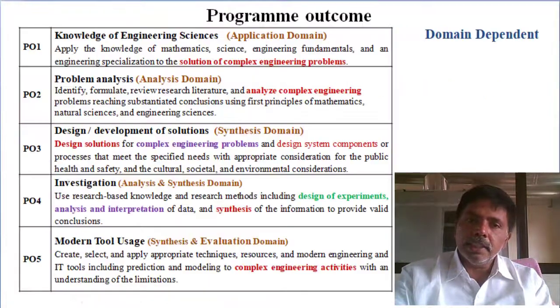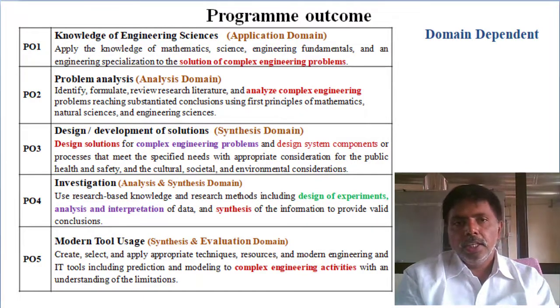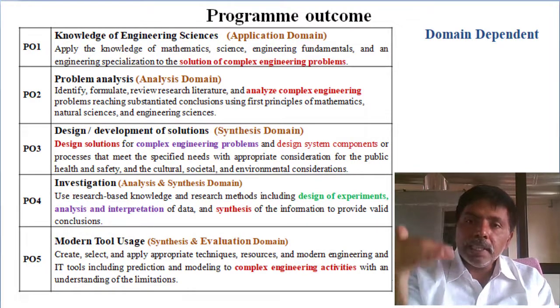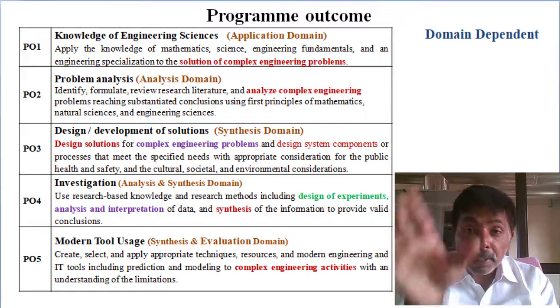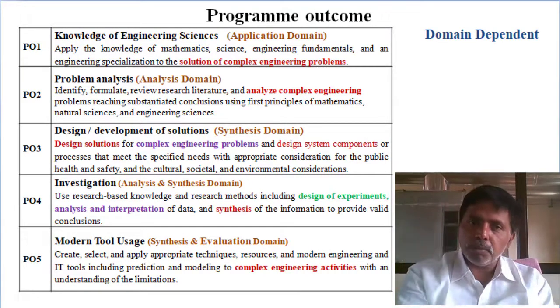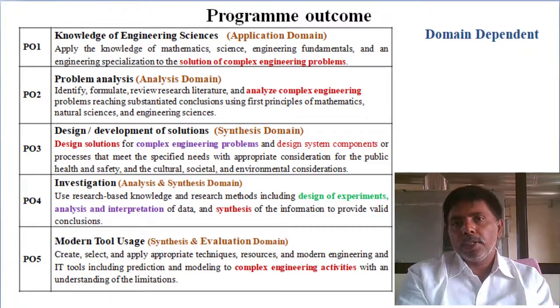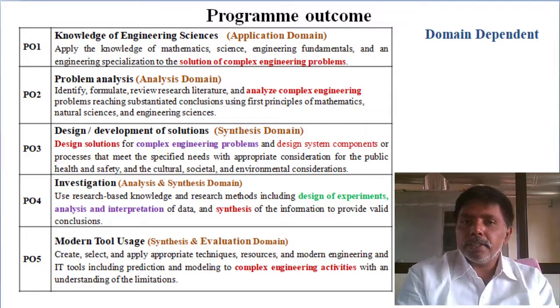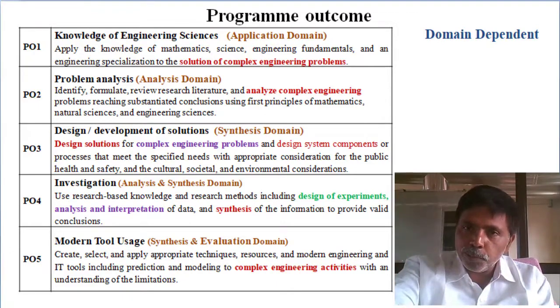So what are the skills expected by the NBA committee? They gave 12 skills. The first one: apply the knowledge up to 12th standard, whatever science we studied, we are capable of applying that knowledge. Next, once you are capable of applying, the second outcome they expect is problem analysis, because analyzing the problem is important. Then the third program outcome: once you are capable of analyzing, design and develop solutions.